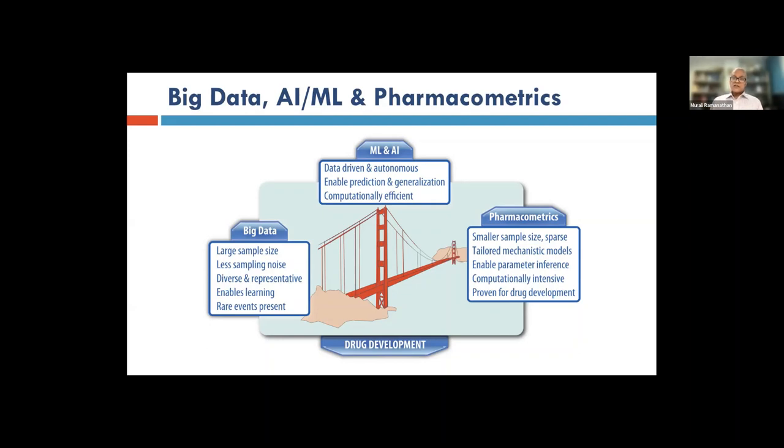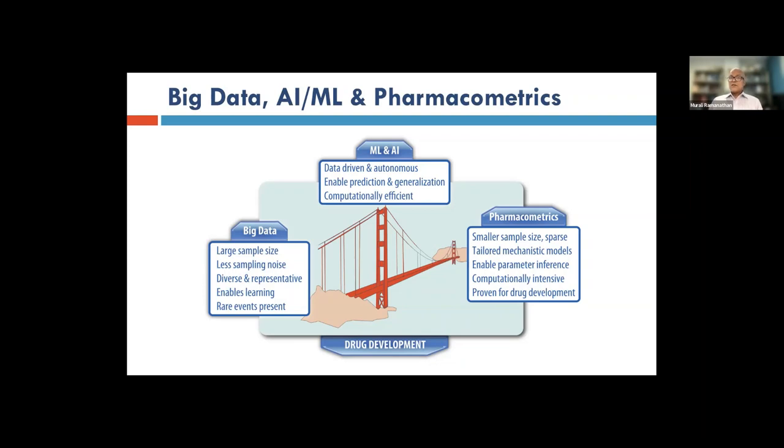One of our challenges is that we have smaller sample sizes. Our sampling is sparse in the scheme of things. We traditionally use compartmental models and other QSP models that are highly tailored and fit for purpose. And we use estimation and statistical methods whose main strengths are parameter inference, so that you can draw conclusions about the larger population from the sample that you have.